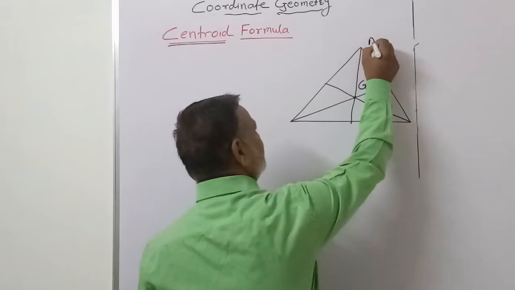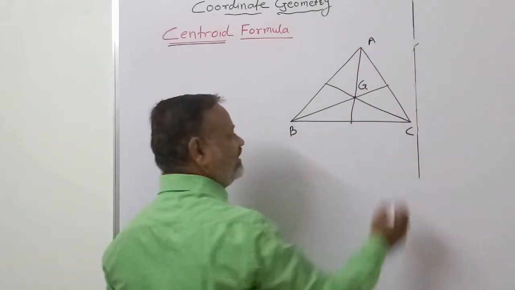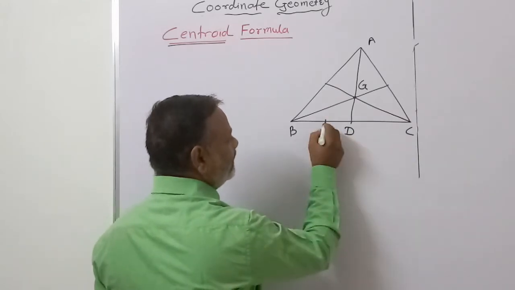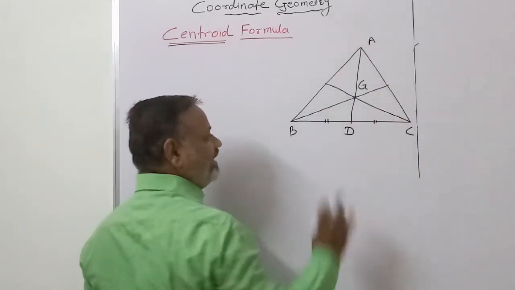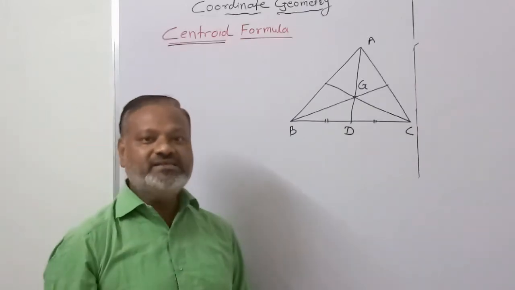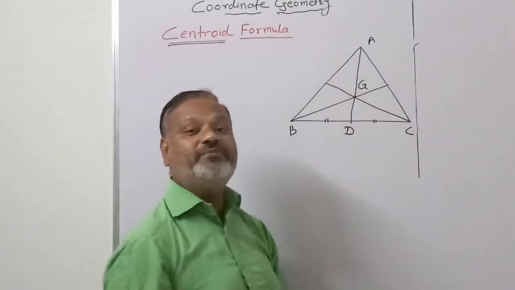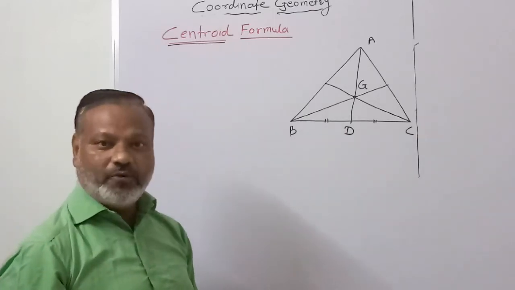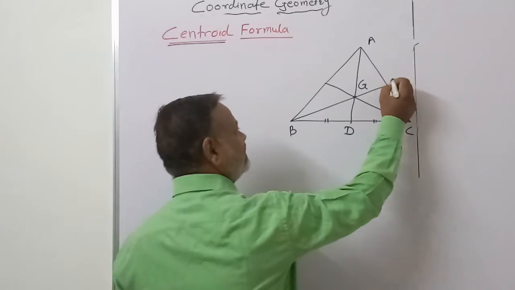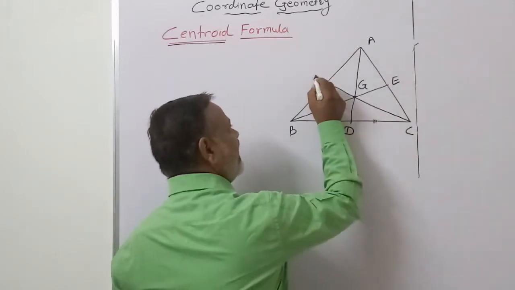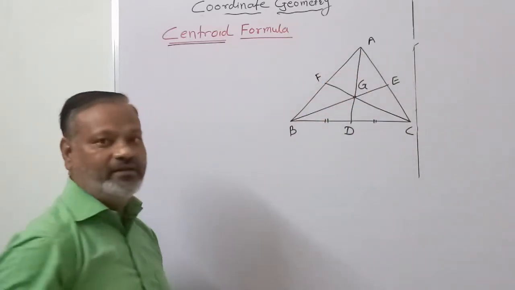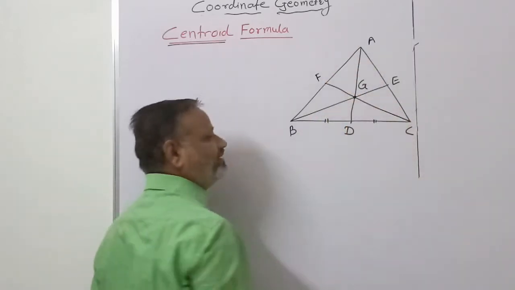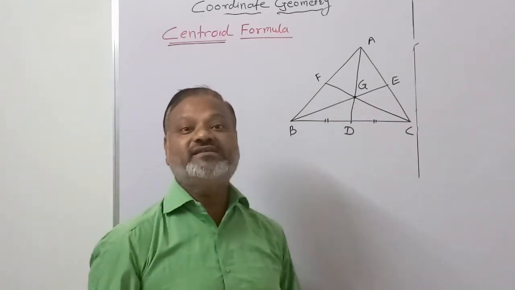Okay, if I consider this is triangle ABC, and D is the midpoint of BC, therefore AD is the median. Got it? It is the line segment joining the vertex and the midpoint of the opposite side. So this D is the midpoint of BC, E is the midpoint of AC and F is the midpoint of AB. So if all the three medians intersect at this point, this point is considered as a centroid.